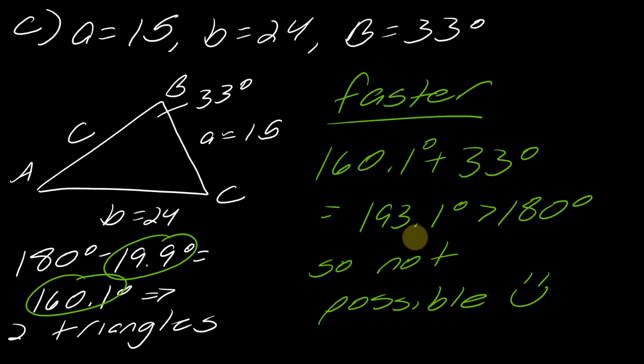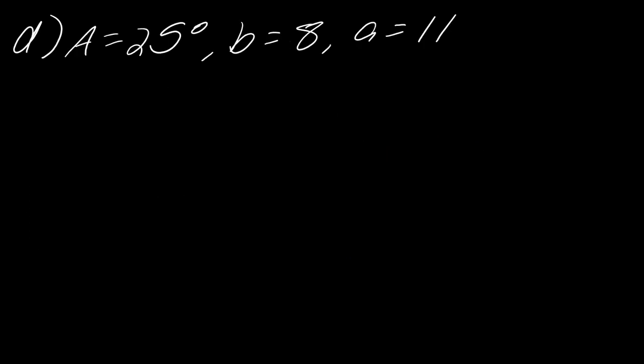This equals 193.1 degrees. That's greater than 180. You cannot have two angles of a triangle be greater than 180, right? They can't even equal 180 because you still need the third angle. So if this happens to be greater than or equal to 180, boom, it's not possible. Just because I got 160.1, I can do the math in my head and tell that this would not have worked. This is the shortcut to tell right away whether or not you actually have an ambiguous case, so you don't have to worry about it.